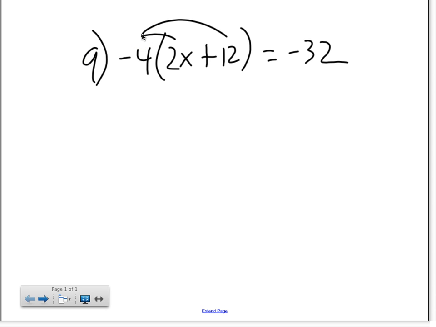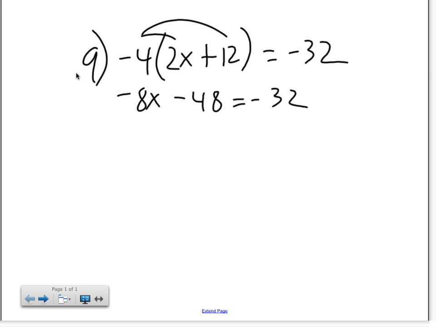If you distribute, what will we have? Negative 8x, very good. Minus 48. Minus, good. So if it's a plus, the negative becomes a minus. So minus 48 equals negative 32. Are we clear on this part so far? And you know what to do next? Add 48 over.